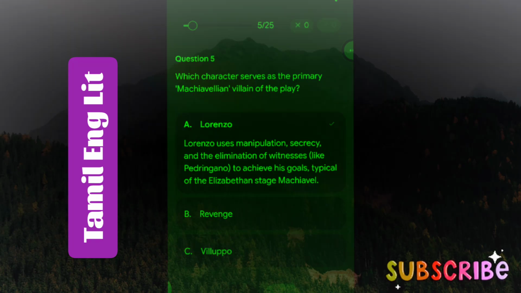Which character serves as the primary Machiavellian villain of the play? Lorenzo. Lorenzo uses manipulation, secrecy, and the elimination of witnesses like Pedringano to achieve his goals, typical of the Elizabethan stage Machiavel.